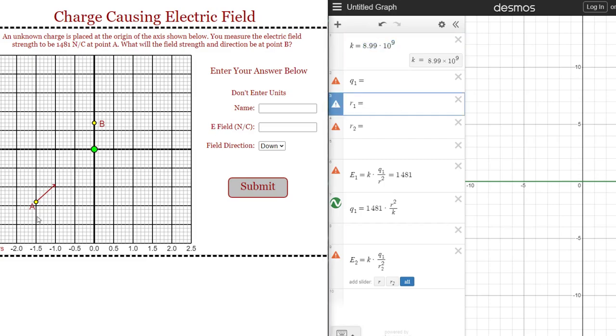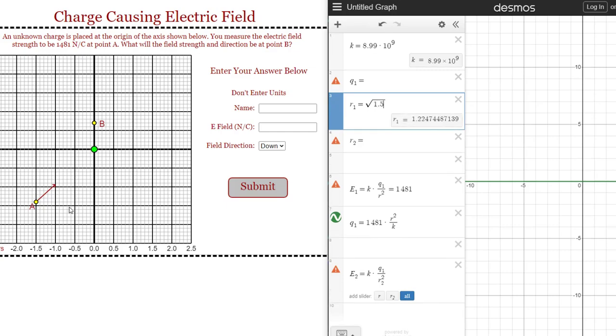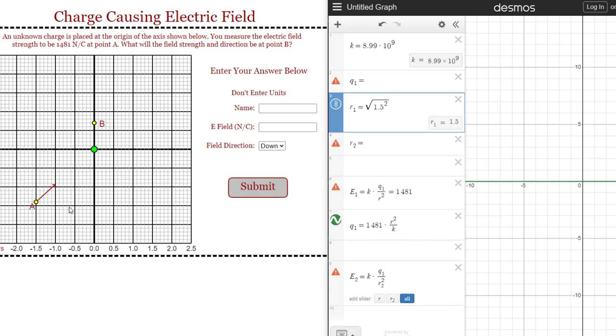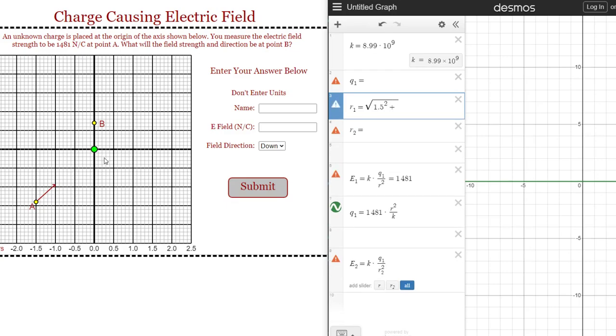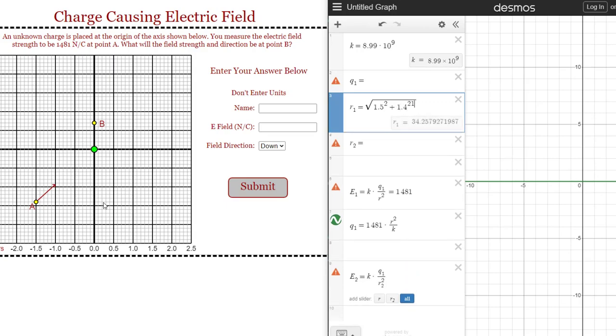The distance to A, which we're just going to call R1, we're going to have to use the Pythagorean theorem here. So it's going to be the square root of the x distance, which looks to be about negative 1.5 meters squared. The negative just ends up going away because the negative squared becomes positive. And then the y distance looks to be about 1.4 squared. So this should give us the value of R1.